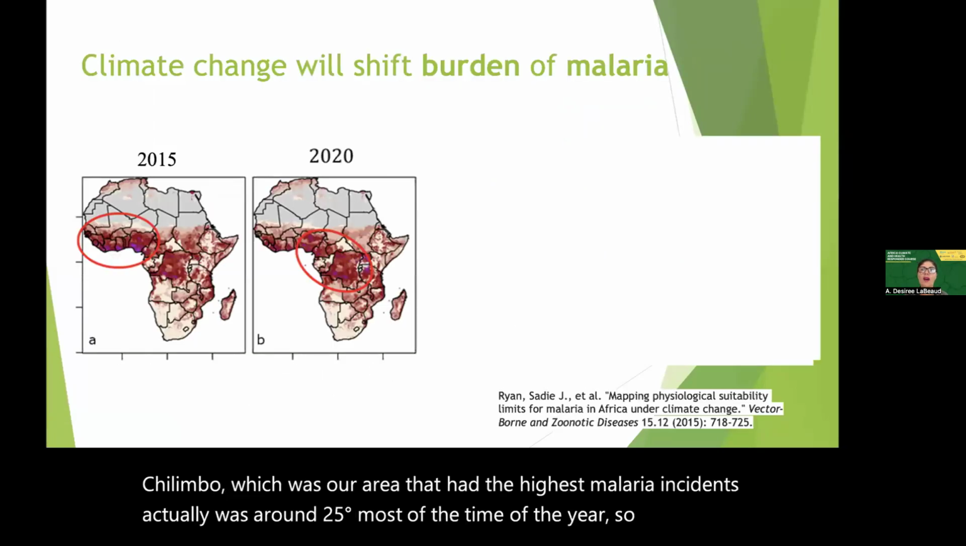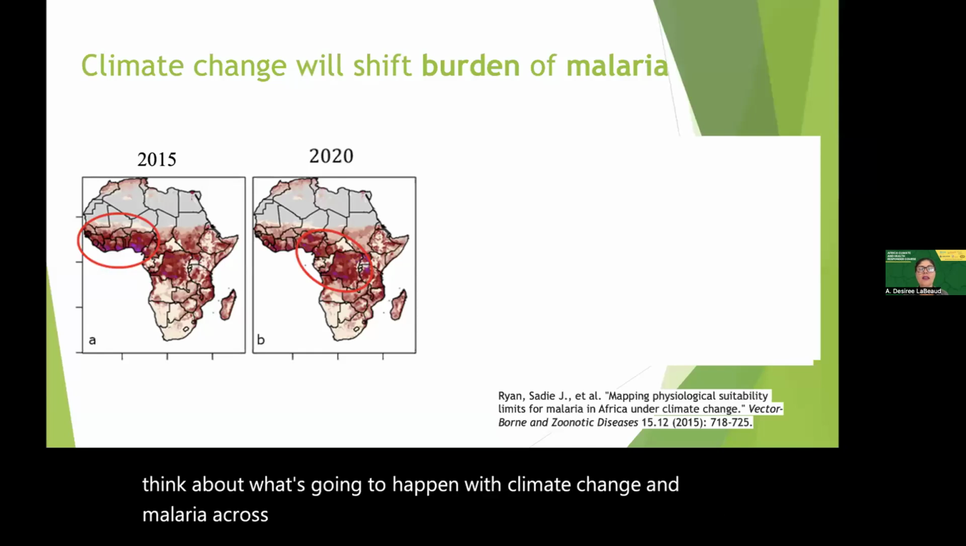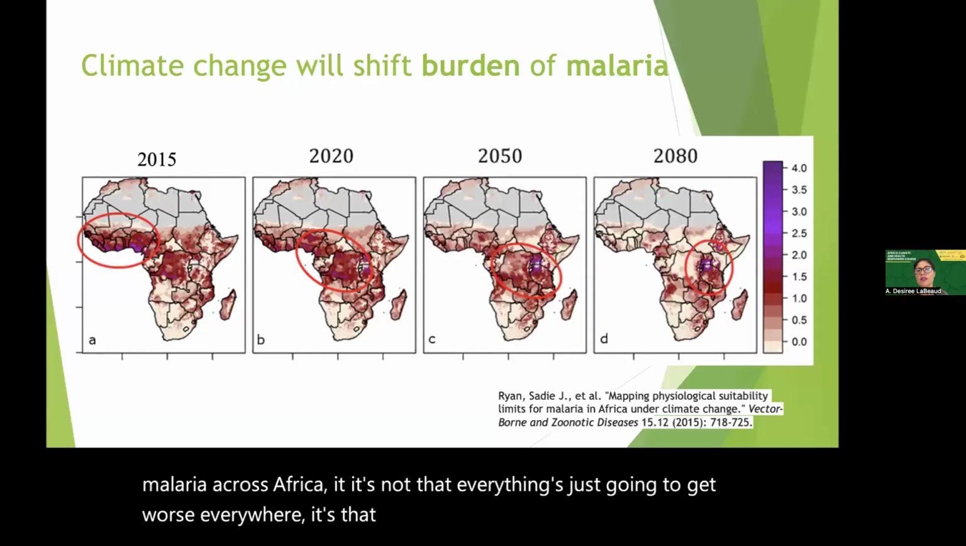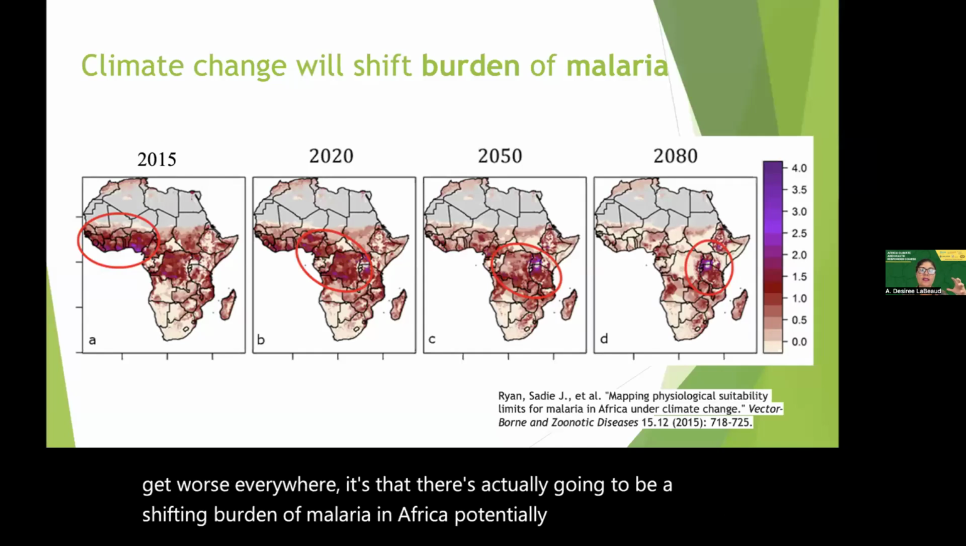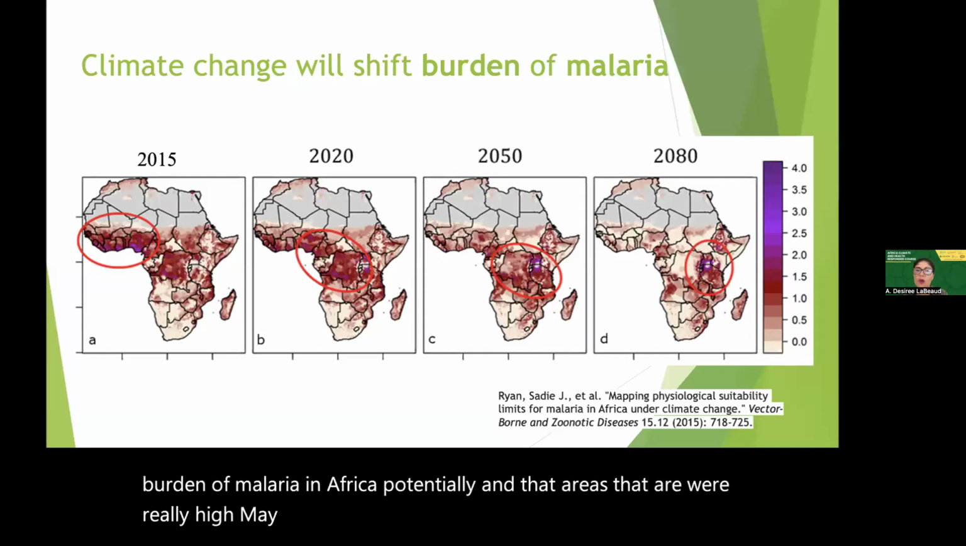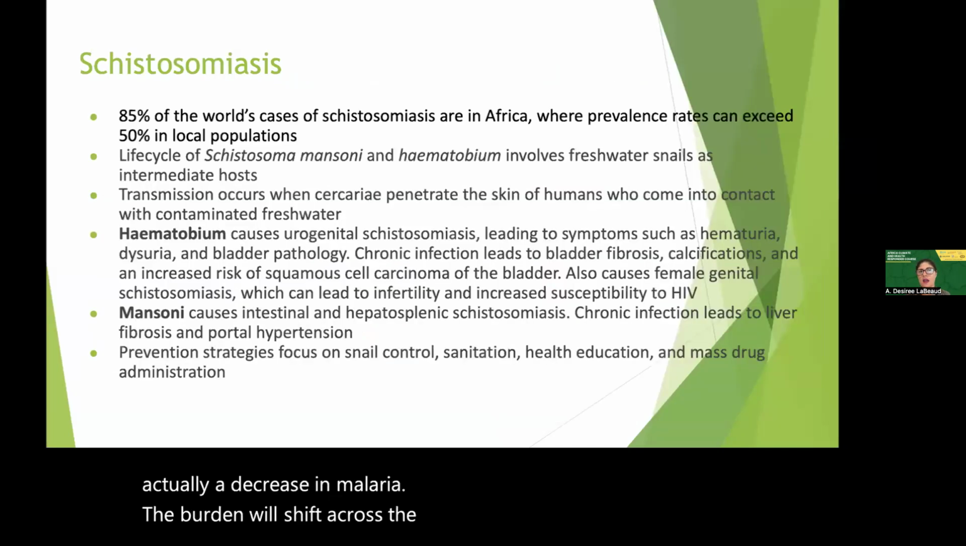So when we think about what's going to happen with climate change and malaria across Africa, it's not that everything's just going to get worse everywhere. It's that there's potentially going to be a shifting burden of malaria in Africa, and areas that were really high may get too warm for malaria. Maybe there will actually be a decrease in malaria, and the burden will shift across the continent.